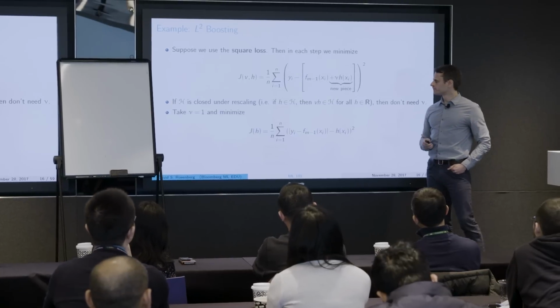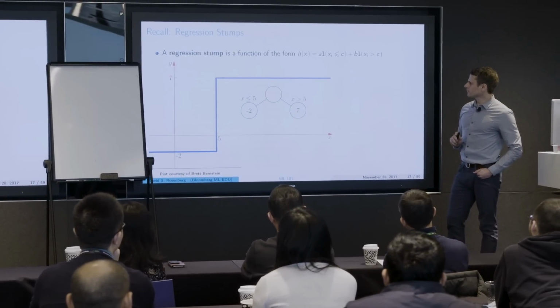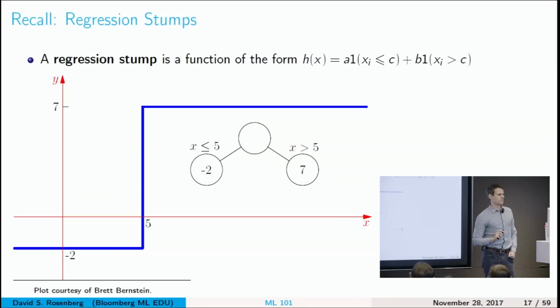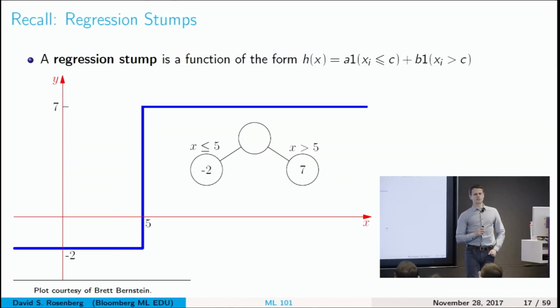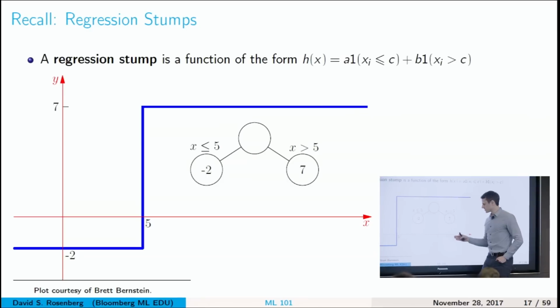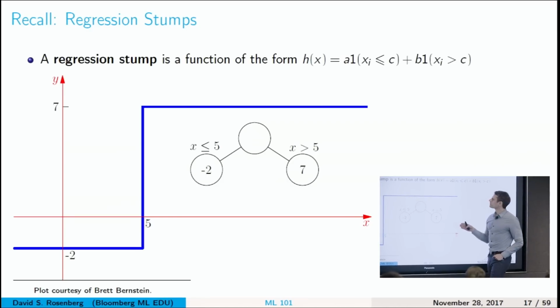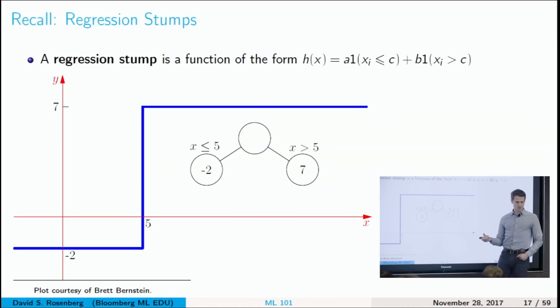Okay, good point. Let's look at a quick example. Let's consider the base hypothesis space of regression stumps, so trees with only a single split. That's another way we regularize: we just use a very simple hypothesis space. So here the input space is one-dimensional, and we're going to have a single split. In this case, this represents the prediction function corresponding to a tree with a single split.